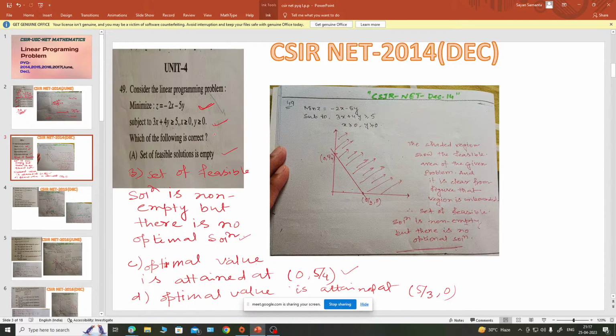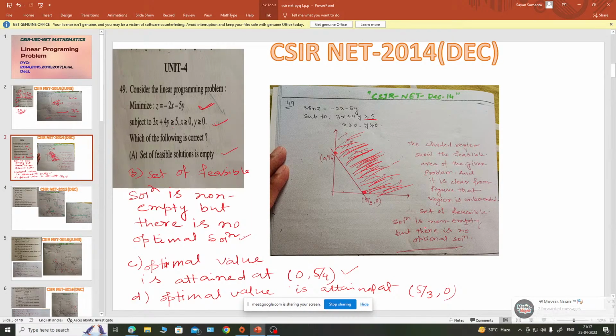So we solve this problem by the graphical method. We draw the graph like this. The cut points are (5/3, 0) and (0, 5/4). And this is a greater-than type, so obviously we shade outside of the line. Here we shade the region; this is our feasible region. Is it clear? So it is clear that it is unbounded.